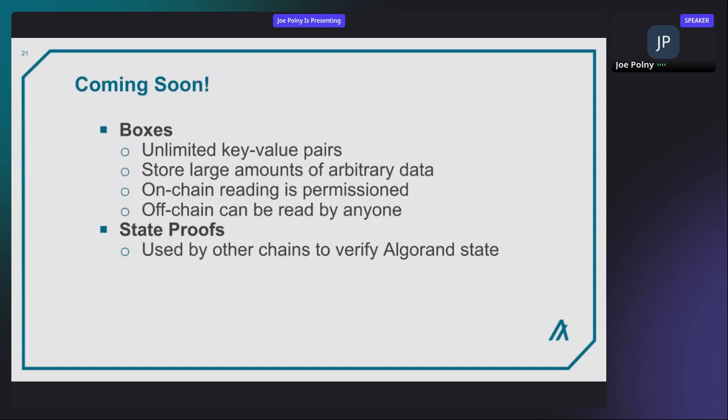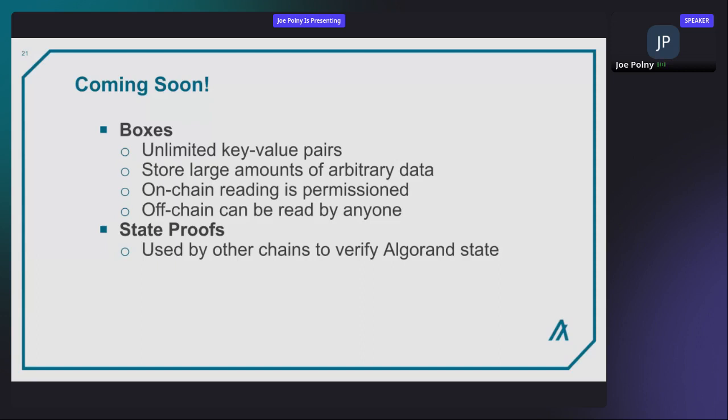As I previously mentioned, we have global and local storage, but they have some limitations. Primarily, any key value pair is only 128 bytes. And with global storage, you're only talking about 64 key value pairs. So it's pretty limited in terms of what you can save per contract. Boxes, on the other hand, have a little bit less constraint.